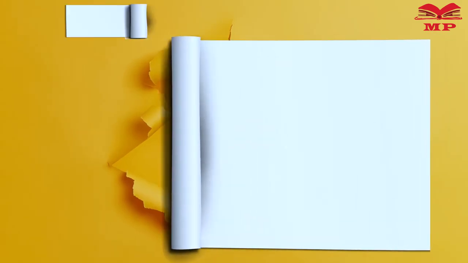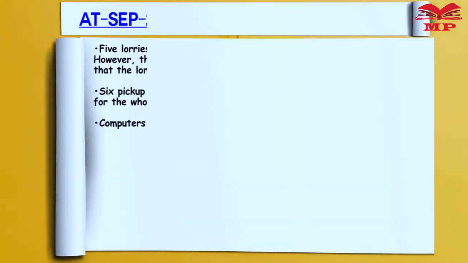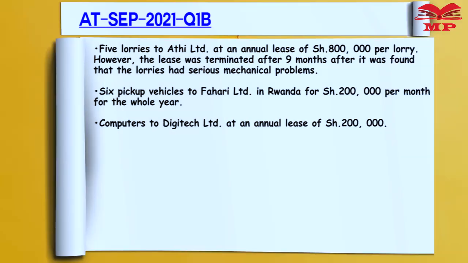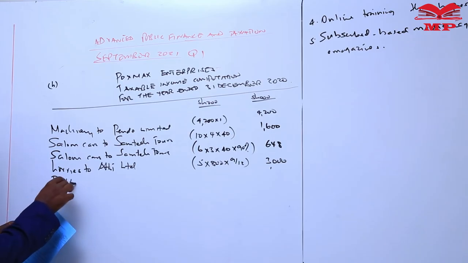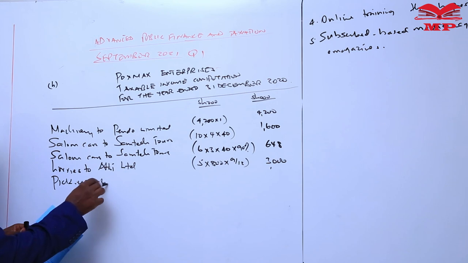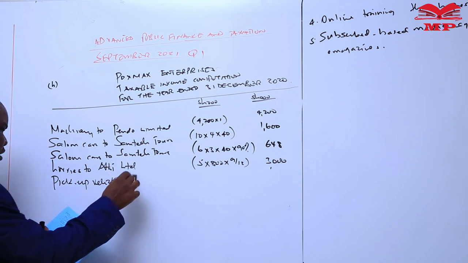Next, 6 pickup vehicles to Fahari Limited in Rwanda for 200,000 shillings per month for the whole year. So we write here, pickup vehicles to Fahari Limited.